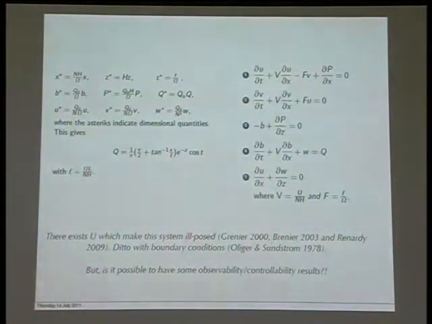So one of the conjectures, or one of the theses we are trying to work on, is whether we can have some observability and controllability results for this ill-posed system. What Brenier has shown is that for the nonlinear 2D Euler system, if your velocity profile, the horizontal velocity, is convex, it is well-posed.